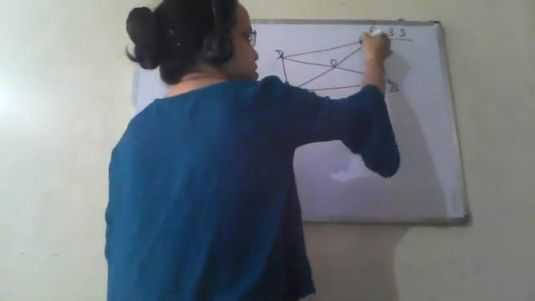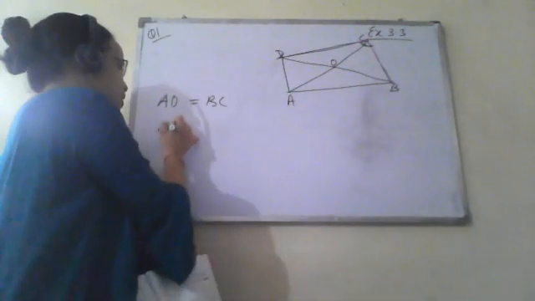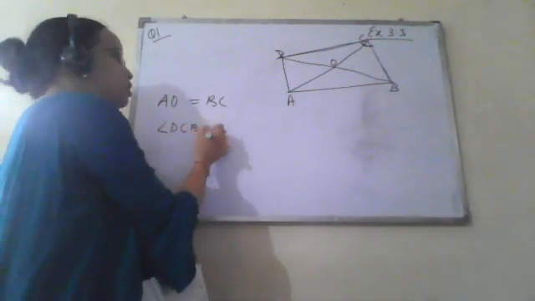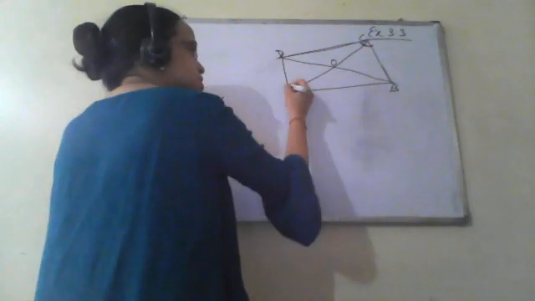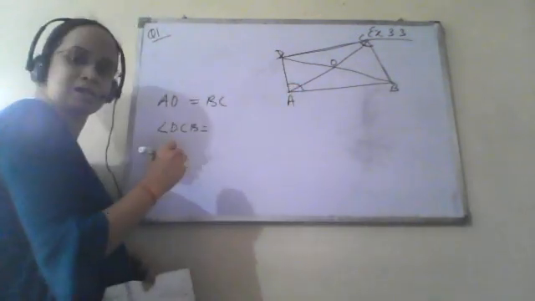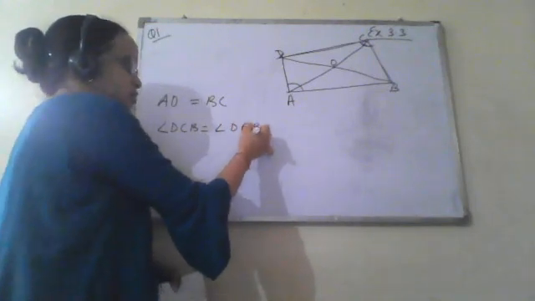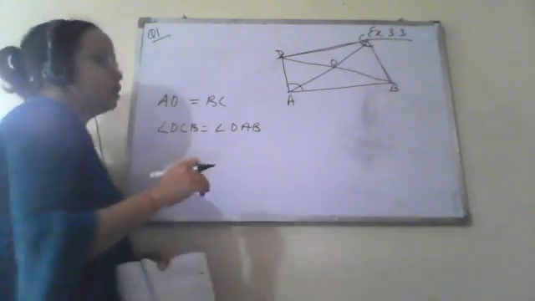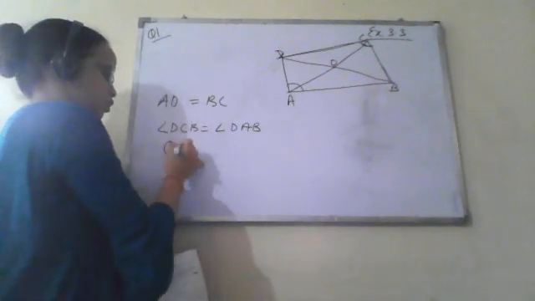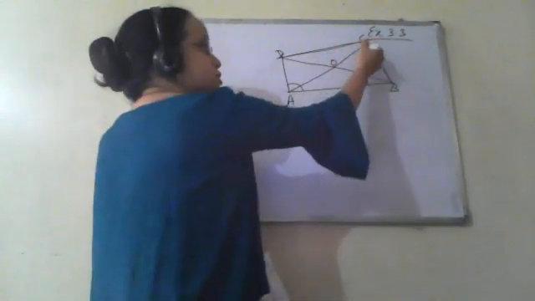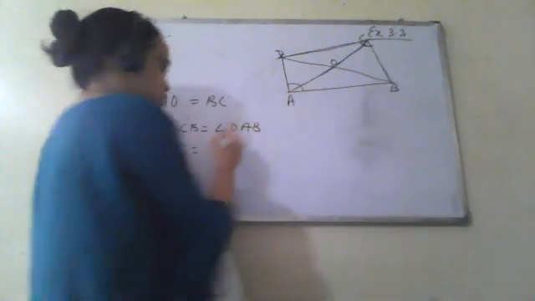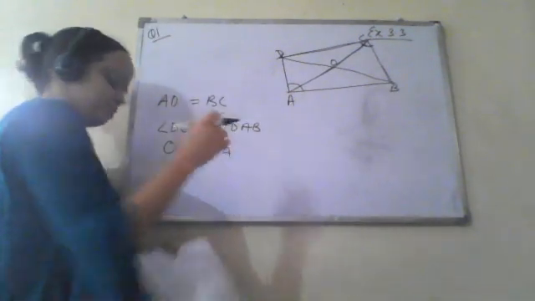So angle DCB will be equal to angle DAB. Obviously, this angle is equal to this angle, because opposite angles are equal. Now OC will be equal to OA, because diagonals also bisect each other.